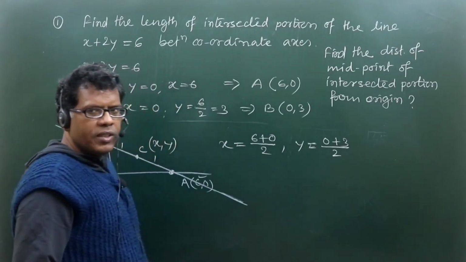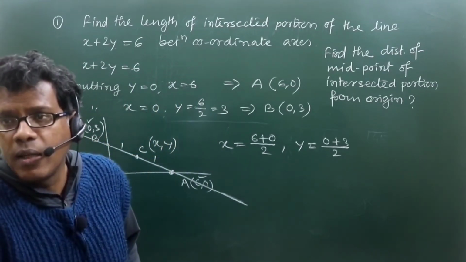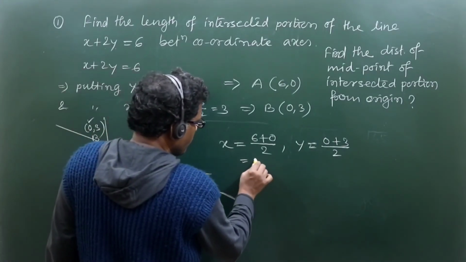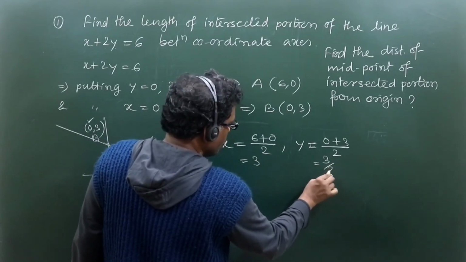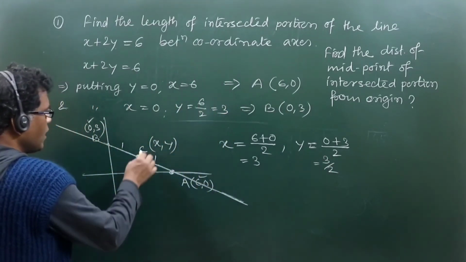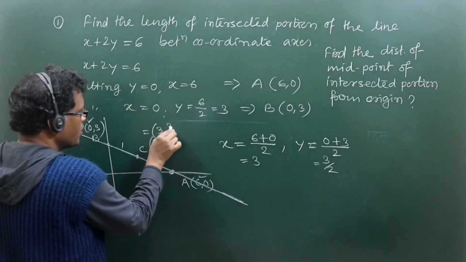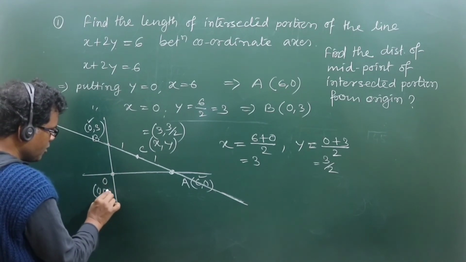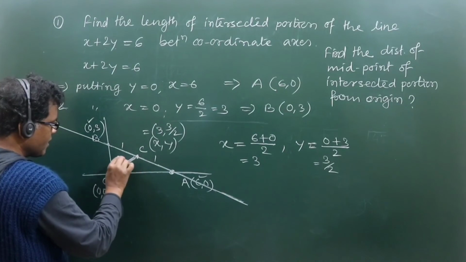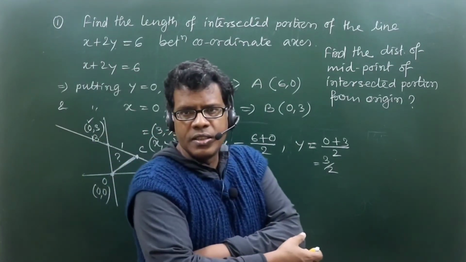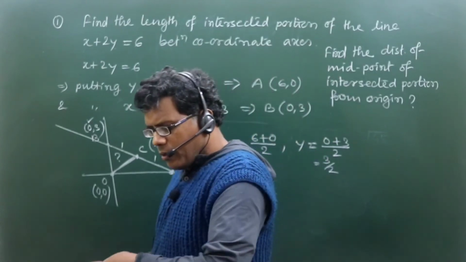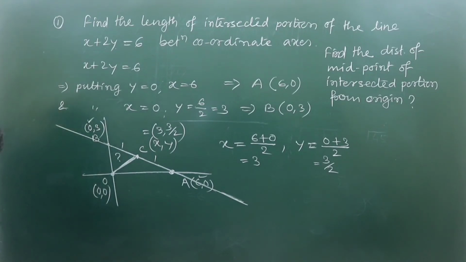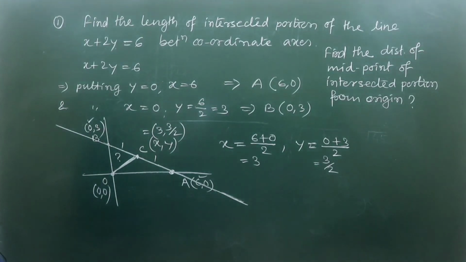Are you getting it? Even if you do it with the general formula of section formula, it will come the same, right? It is 3 comma 1.5. So x coordinate 3, y coordinate is 3 by 2. So the midpoint coordinates now known to us is 3 comma 3 by 2. See that origin is this one whose coordinates are 0, 0. So we need to know now this distance, that means OC is to be found. We need to find the distance OC. So use the distance formula now.